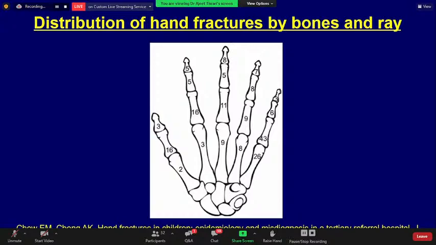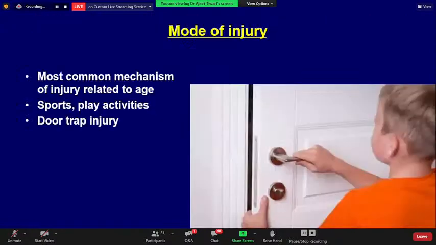So the border digits, or the border fingers, are more prone to these kinds of injuries, especially the little fingers. And the mode of injury basically depends on the mechanism of injury related to age. Most of the patients have door trap injuries. This is one of the most common kinds of injuries, where the patient has entrapment of the fingers in the door, or the drawers, or the almirahs. Somewhere the fingers got trapped there and the injuries happen to the fingers.